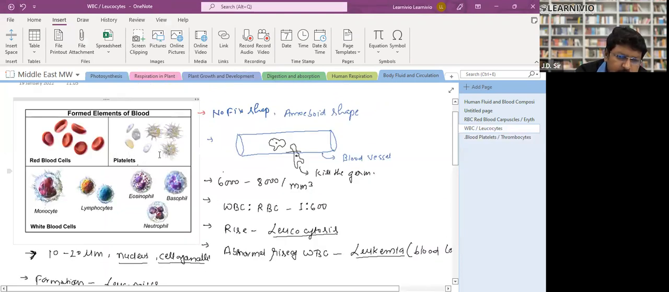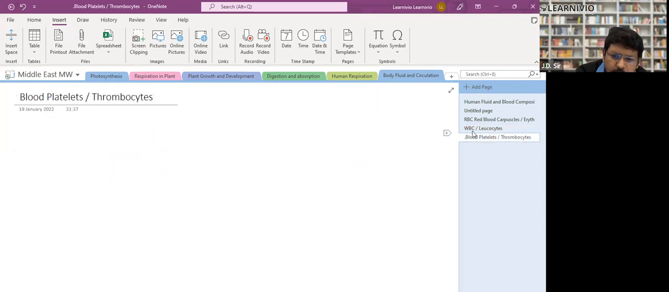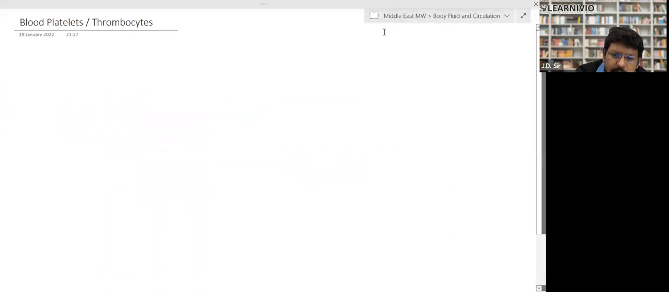These are the platelets, and they are also responsible for maintaining the immunity of our body. They are also called thrombocytes because they are responsible for blood clotting in our body whenever we get an injury. So please note it down.